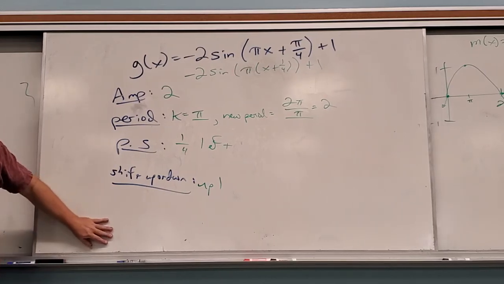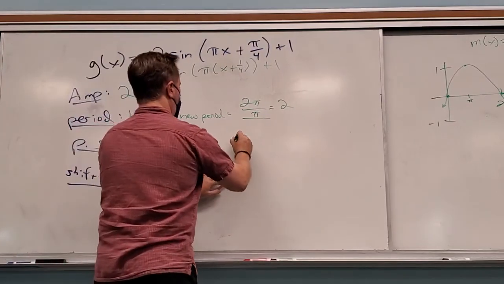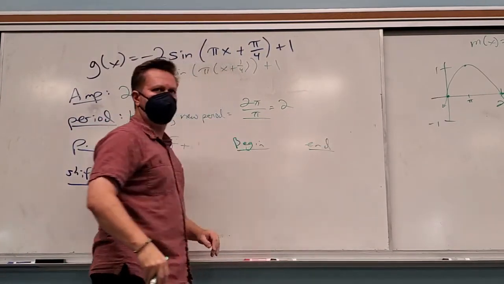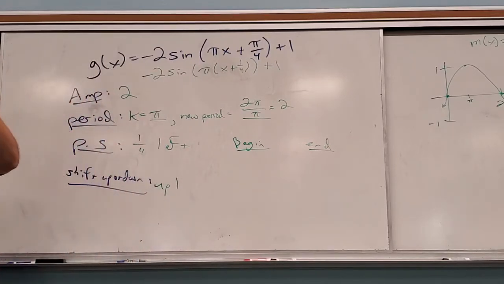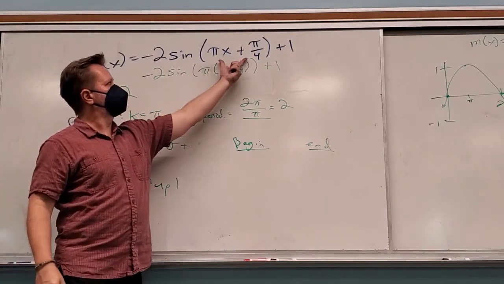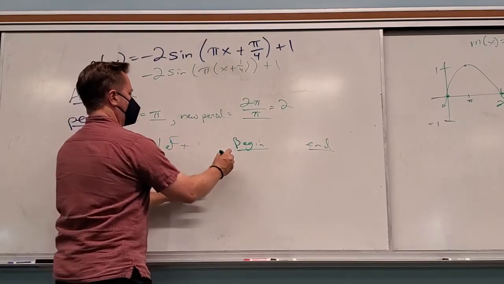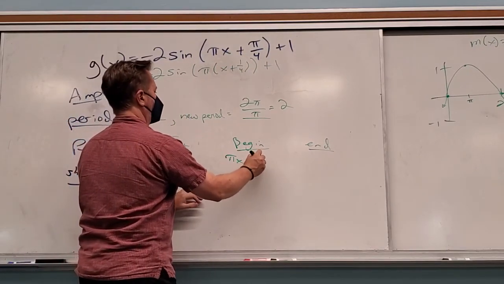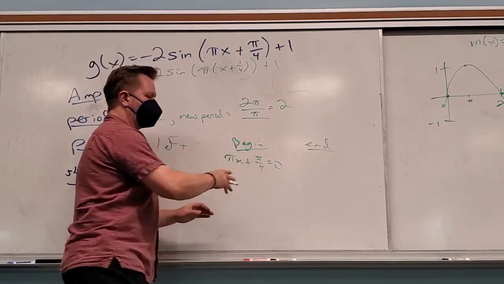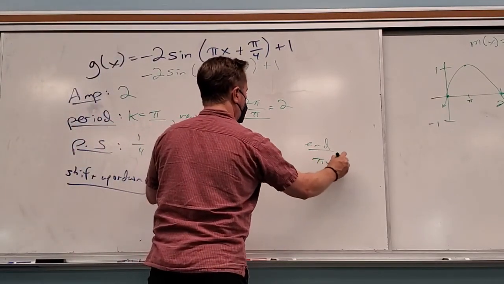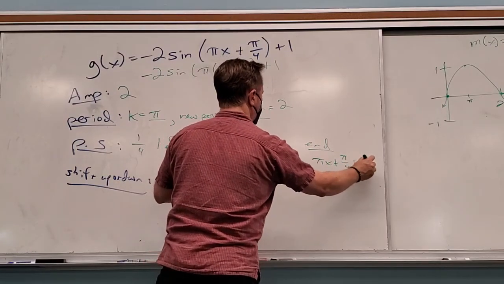Can you do the beginning and end of the cycle? What's the inside? Isn't it this business? So when the inside is 0, that's where we'll start. And when the inside is 2 pi, that's when we'll end.